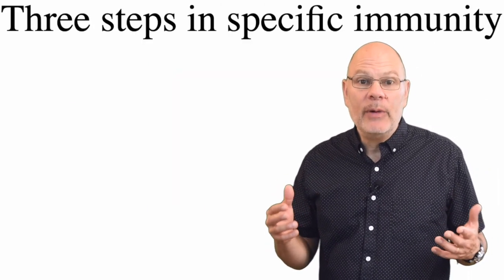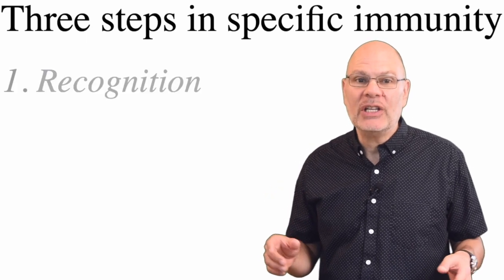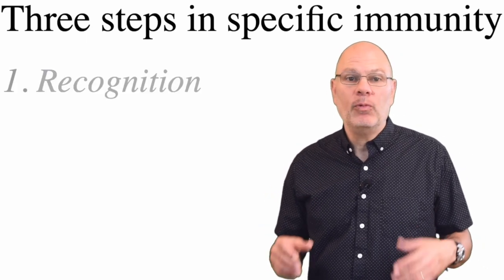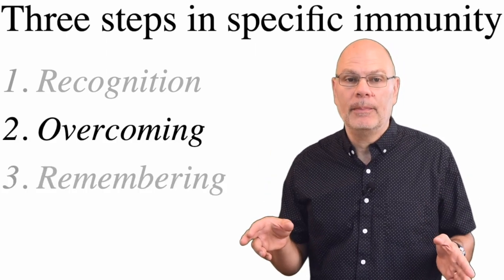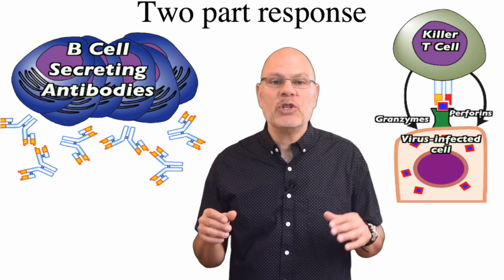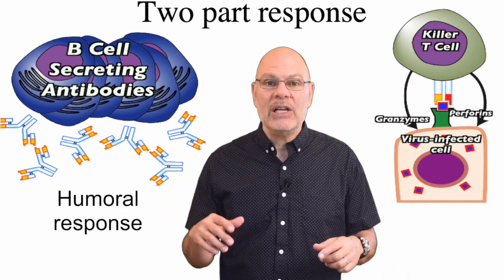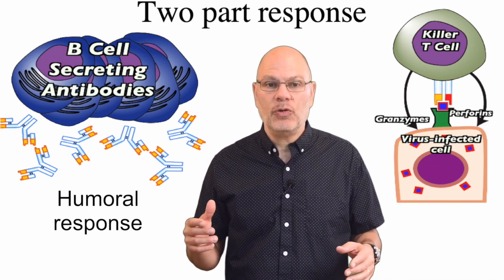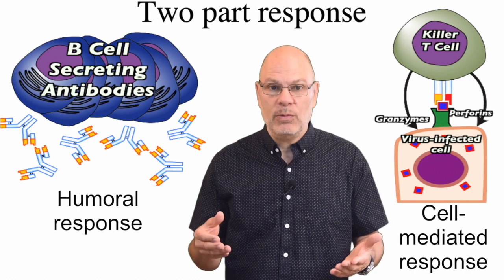All of that was so that we could understand the first step in specific immunity, recognition. Let's move on to the next step, which is overcoming, and then we'll move on to remembering. Overcoming has two parts. On my right, you see a representation of what's called the humoral response. In this response, B cells secrete antibodies into the bloodstream. On my left is a representation of the cell-mediated response.